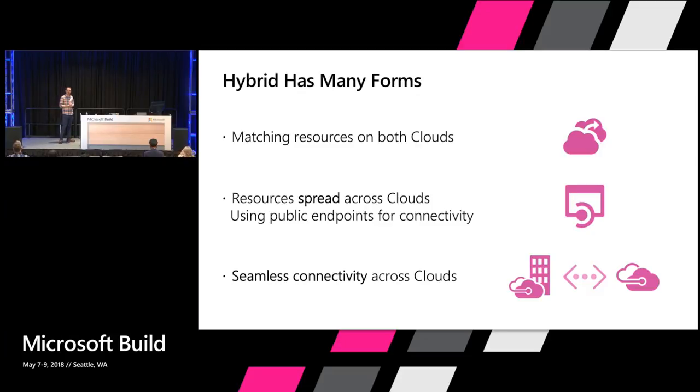Another example of matching resources in both clouds is dev and test, right? Dev and test across the globe. You have many development teams working across the globe, and you want to ensure that all of them have the latest version of your application to test. So what you can do is deploy your app for testing in Azure, and then deploy in Azure Stack. That's a couple of examples of matching resources on both clouds.